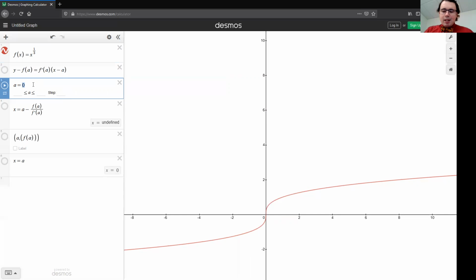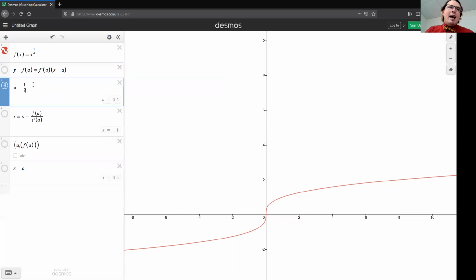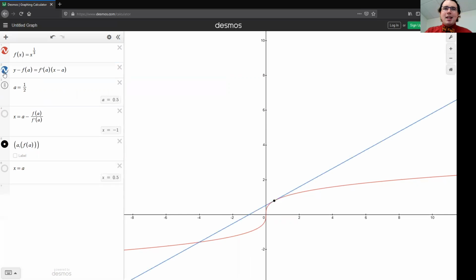So I would need to make a guess. Let's say a equals 1/2, like so. Show me that coordinate. There it is. Show me that tangent line. There's a tangent line. And, oh, is it me or did that tangent line get farther away from the root? There's x equals a. There's x equals the next guess. Yeah, my tangent line got farther away.